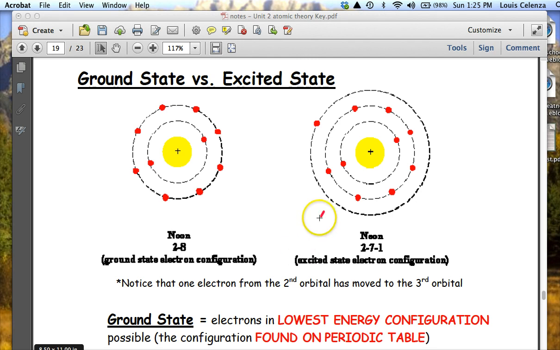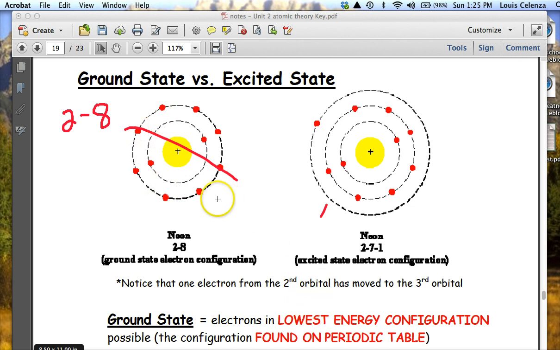What we have here is an atom of neon. Now, neon, if you remember, has an electron configuration of 2-8. It has 8 valence electrons. So if you look at the dots, you have 2 dots, 2 electrons in the first level, 8 in the second. Now, that's normal. That's where the electrons for neon should be. That's called its ground state.